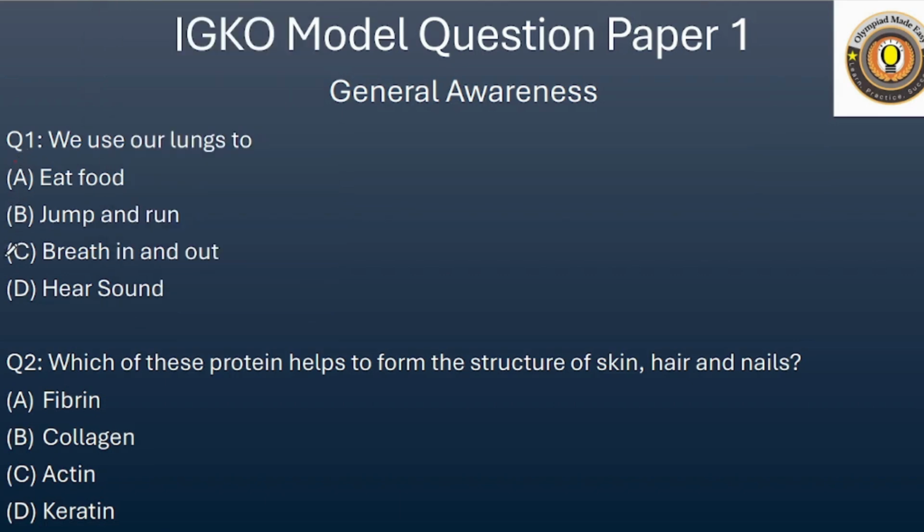We use our lungs to breathe in and breathe out. The next question is, which of these proteins helps to form the structure of skin, hair, and nails? Just remember one point. When it is asked for hair, it will be related to keratin. How can you remember this? Hair and here sound like keratin, so just keep this in mind. When it is hair, keratin will be the answer. But mostly if it is asked for skin, tissues, and bones, then it will be collagen.